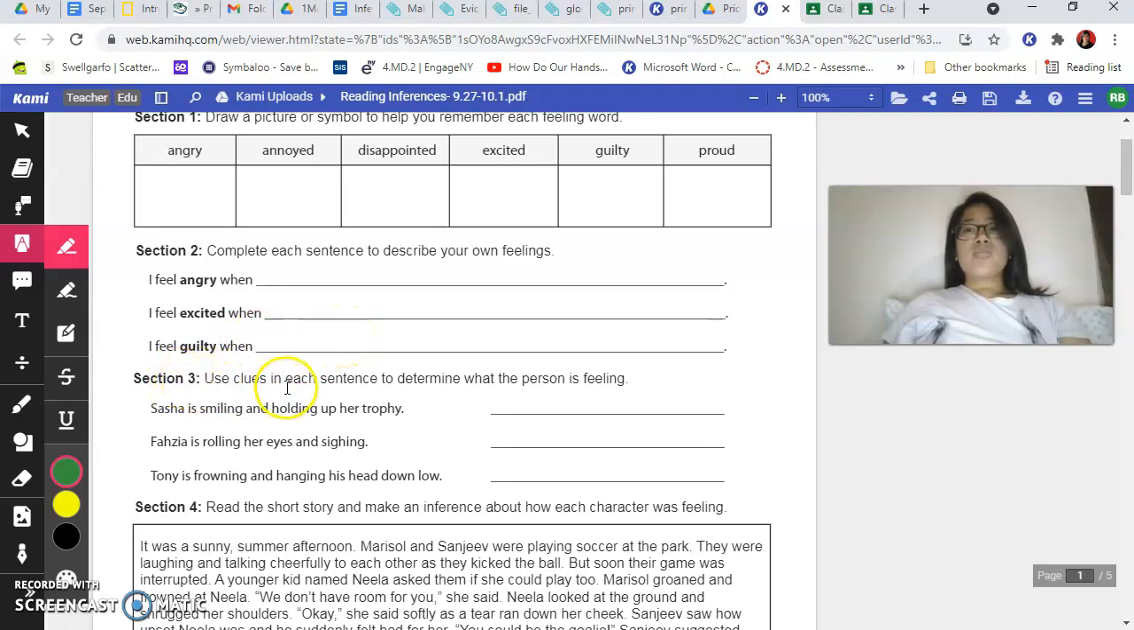Then section 3. Use clues in each sentence to determine what the person is feeling. You have examples here. Would you think they are angry, annoyed, disappointed, excited, guilty, or proud? For example, Sasha is smiling and holding up her trophy. If someone just won an award, would they feel angry, annoyed, disappointed, excited, guilty, and have to say sorry, or proud? Let's go to section 4.